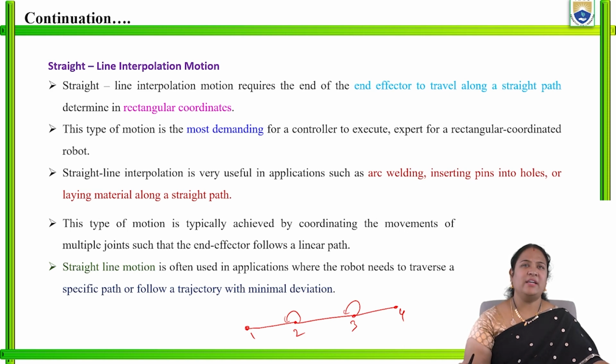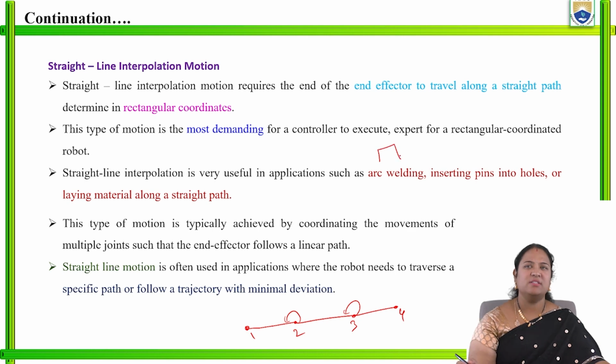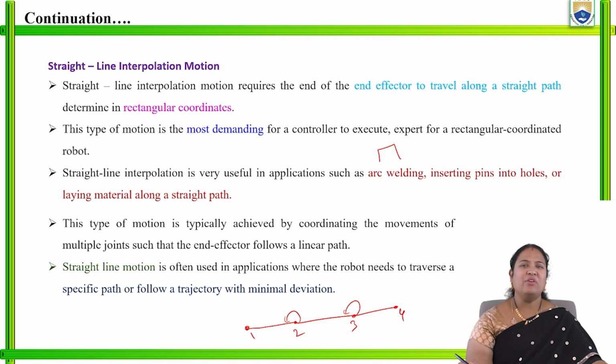So this particular type of straight line interpolation motion is mostly used for controlling rectangular coordinate robots. Generally, for rectangular coordinate robots, this type of straight line interpolation motion will be used. One of the best applications for this motion is arc welding, inserting pins into holes, or laying the material along a straight path.